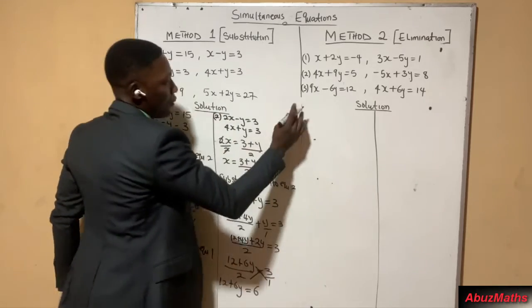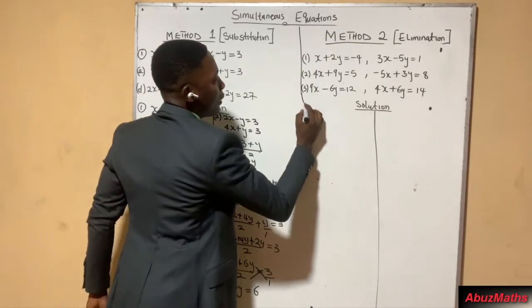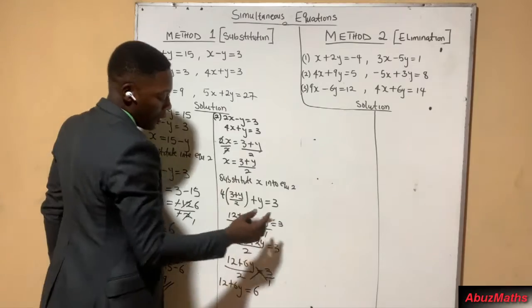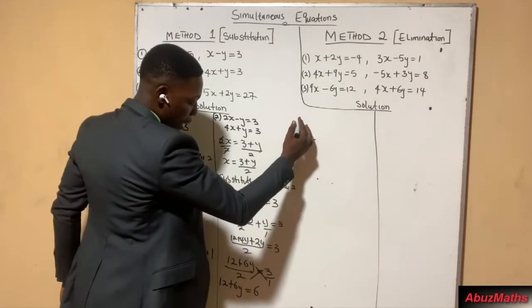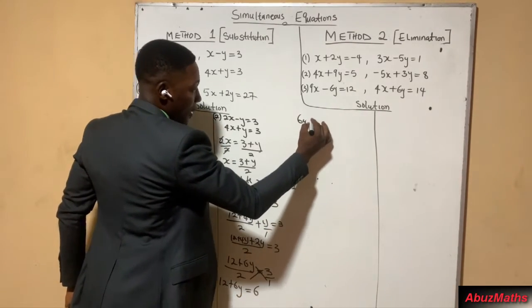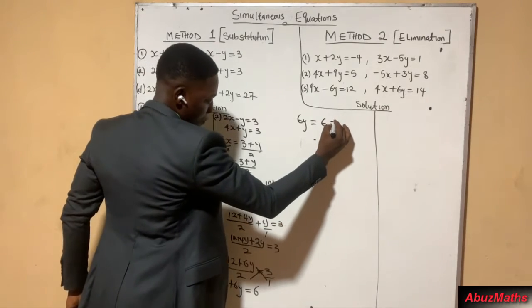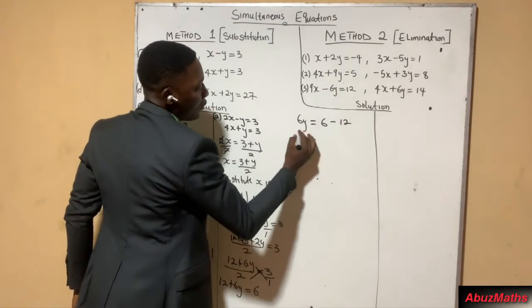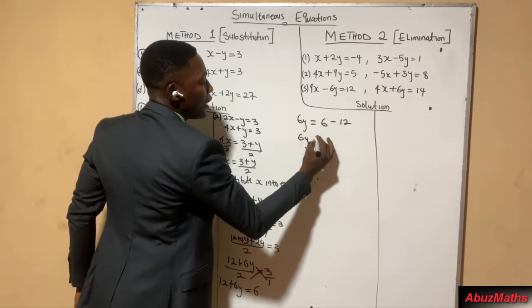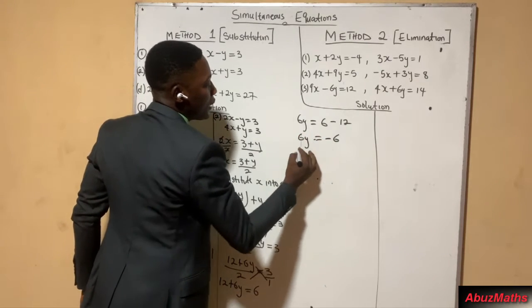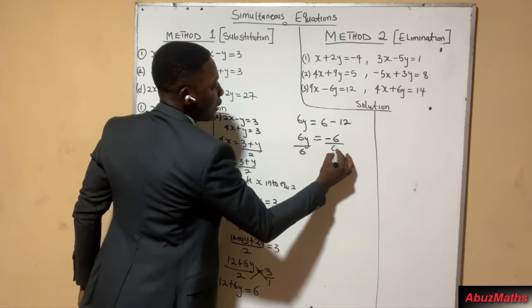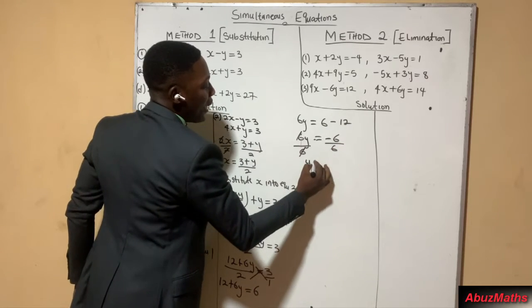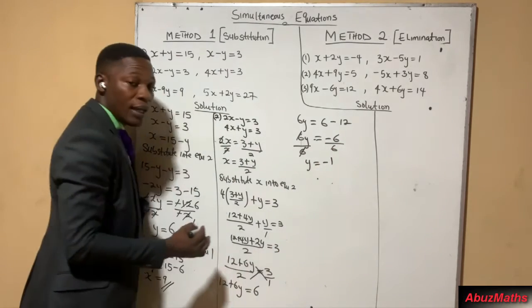Let me do this. All right. So if I were to do this, I will have 6y is equal to 6 minus 12. Now, this is going to be given 6y is equal to minus 6. Divide both sides by 6, so y is equal to minus 1.